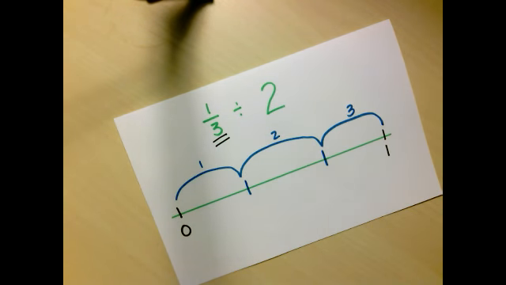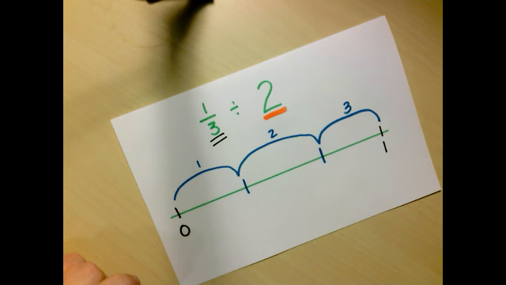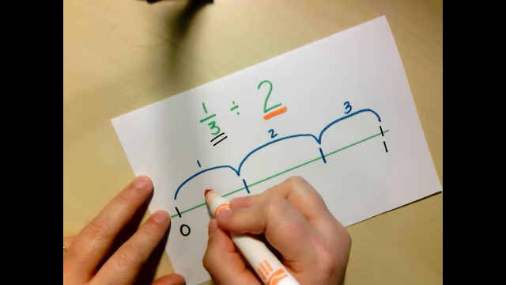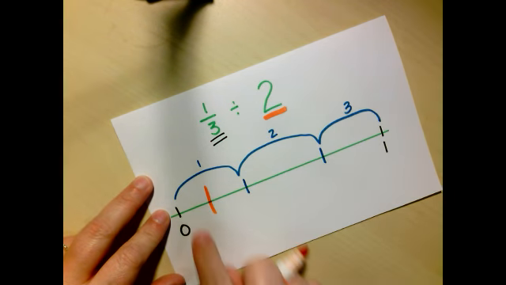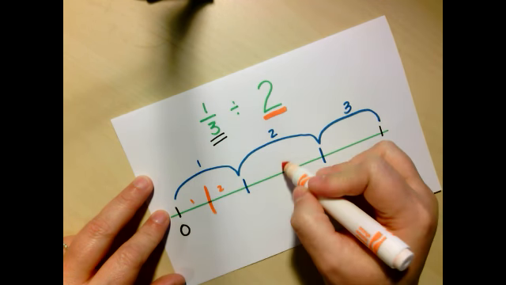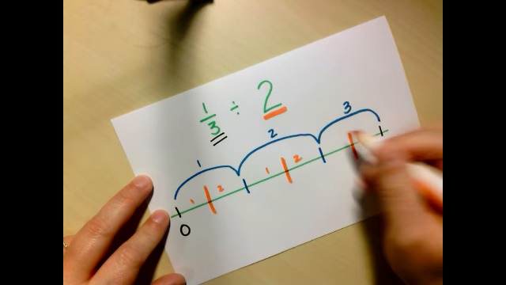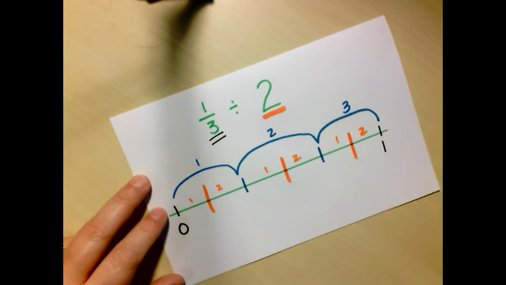Now it's asking me to split each of my thirds into 2 pieces. So here's my first third. I'm going to split that into 2 pieces. See, there's 1, 2. I'm going to split this section into 2 pieces. And then there's that last one I'm going to split into 2 pieces.